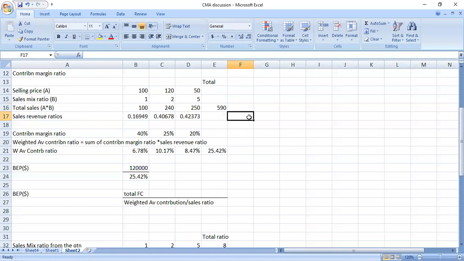So having done that, we had to get a sales revenue ratio. We got the selling price of A, which was 100, and then we divided it by the total sales of 590 for us to get the sales revenue ratio. Remember here we are computing for the sales revenue ratio. You get? So you got the 100, we divided by the 590.